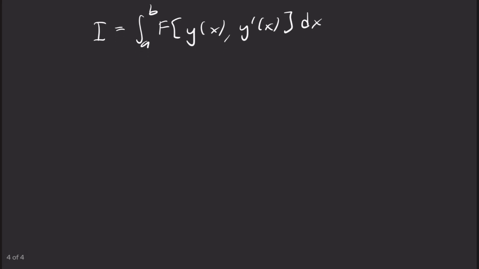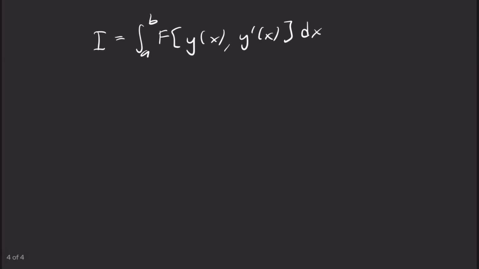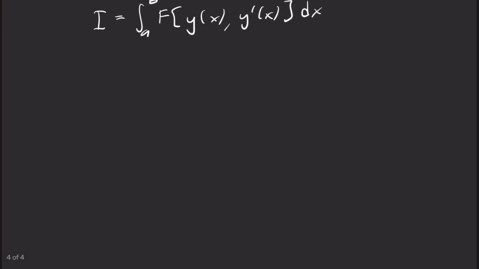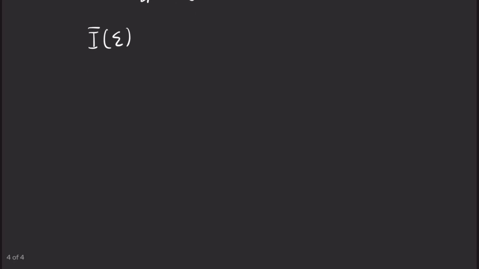Well, the idea is that we want to turn this I into a function of epsilon, some other variable. Well, I'll say I bar of epsilon, such that if we were to take the derivative of it with respect to epsilon and set that equal to 0, we'll be able to solve for the function y. So basically what I'm saying is I'll assume that y is the solution.